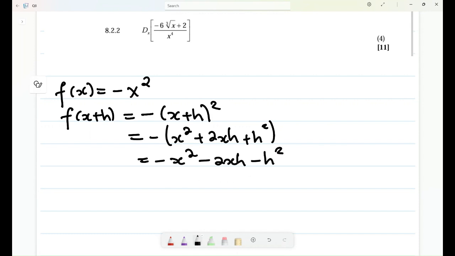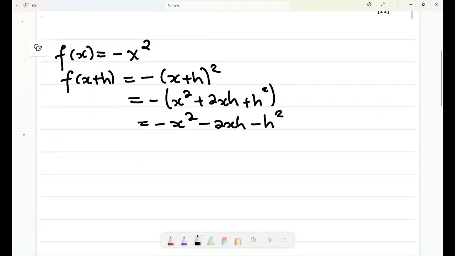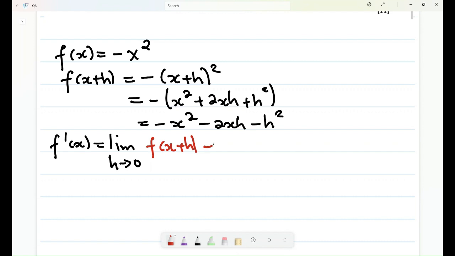like this. Then now, what does first principle say? First principle says to us f prime x is equal to the limit as h approaches what? 0. Allow me to use a different color. F prime of x is equal to the limit as h approaches 0 of f of x plus h minus f of x, all over h. This you are given in the formula sheet, right?